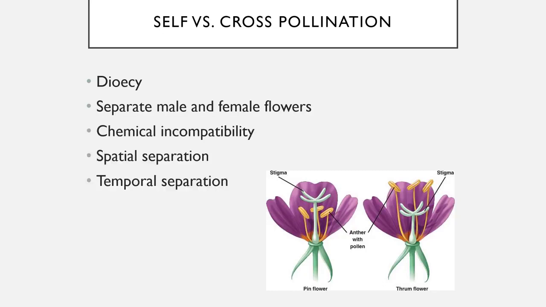Okay, so self versus cross-pollination. Of course, you've got to have cross-pollination when you've got dioecious plants, with separate male and female flowers. There may be something about the male or female or the two different flowers that is incompatible. They may not be near each other, so that's spatial separation. And then there's temporal separation. So perhaps not all the flowers on one plant are available to pollinate the other flowers on that plant at the same time.